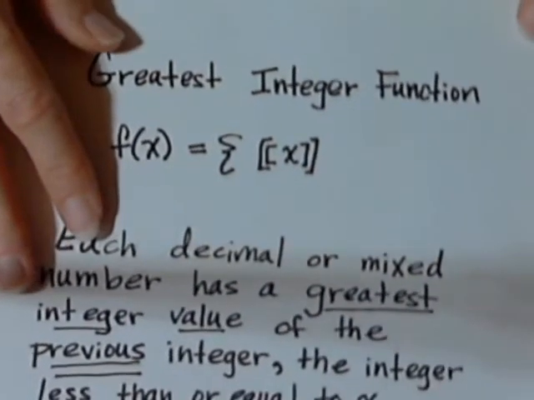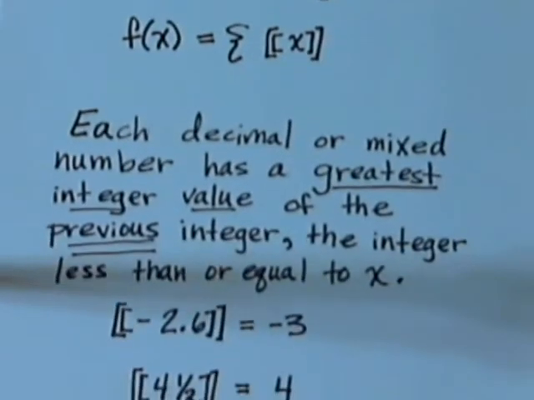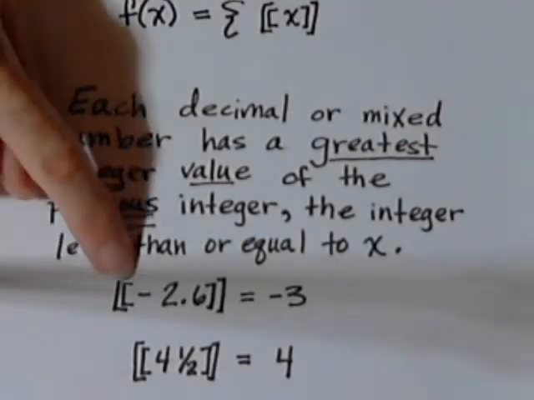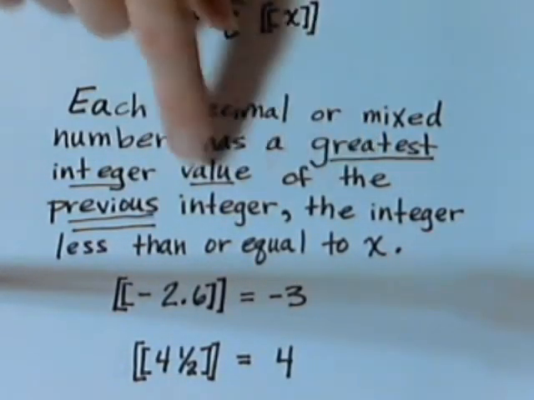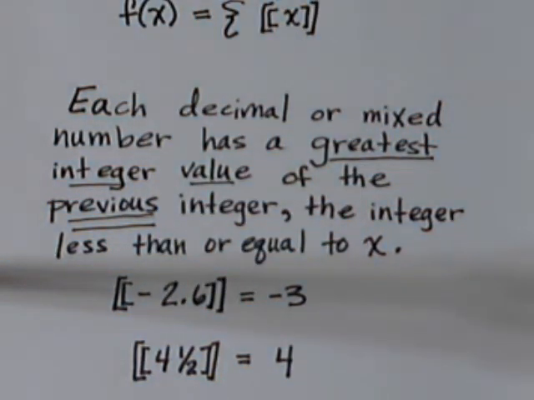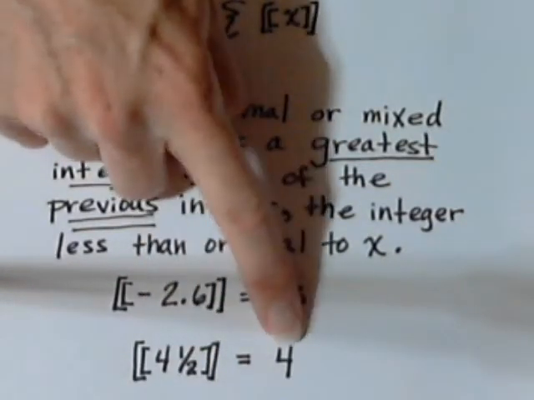We had another kind of odd function to graph, and that was our greatest integer function. So we have some new notation. So f of x equal to, and these double brackets, greatest integer. So each decimal or mixed number has a greatest integer value of the previous integer. The integer less than or equal to x is the other way to think of it. So the greatest integer value of negative 2.6 is negative 3. That is the previous integer, the one that was less than or equal to this x value. And then, of course, the positive integers are a little more easy to think of. 4.5, the greatest integer of 4.5 is 4. So its previous integer was 4.